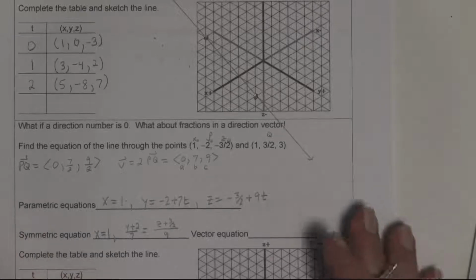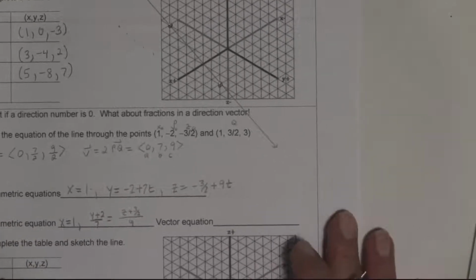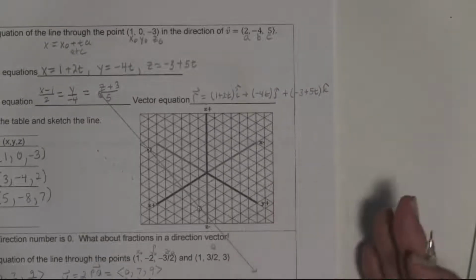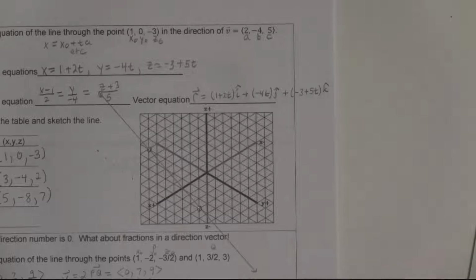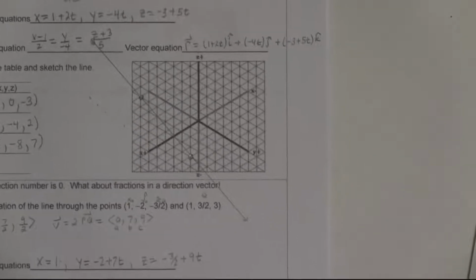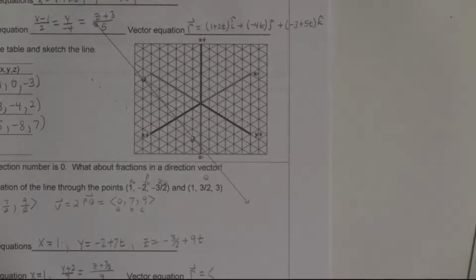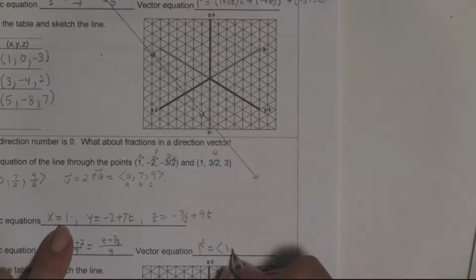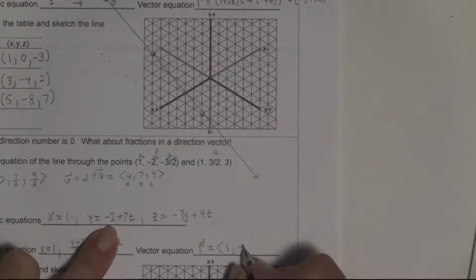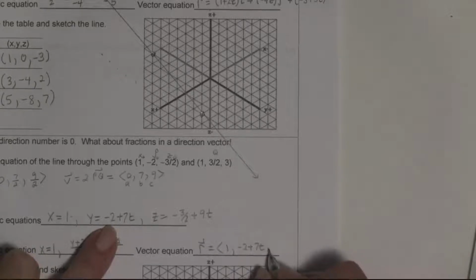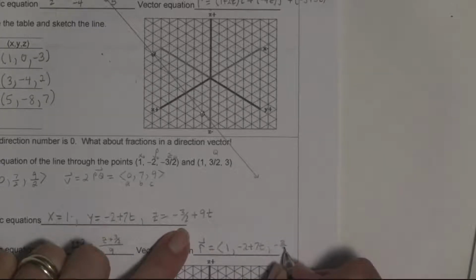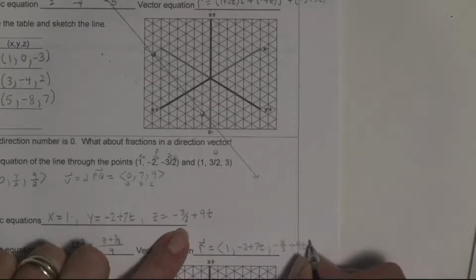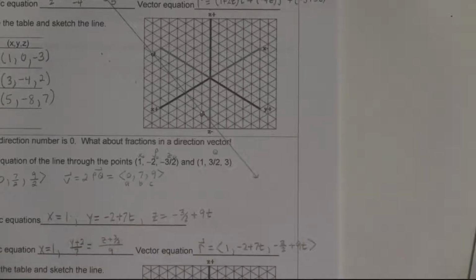And then my vector equation, I'm going to put it here. Since I did this one in i, j and k, which the book normally does, I'm going to do this one in vector form, with the angle bracket for the vector. So x is 1, y is negative 2 plus 7t, and z is negative 3 halves plus 9t, where t is any real number.